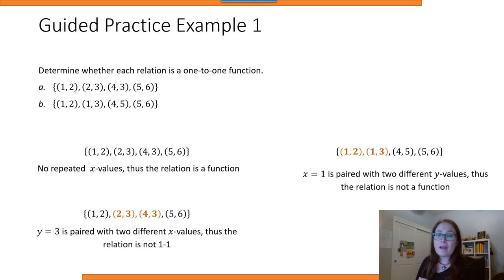Now, if I focus on the y values this time, I don't see any repeats. I've got 2, 3, 5, and 6. None of them are repeated and paired with a different value. So this one is one-to-one, but not a function.